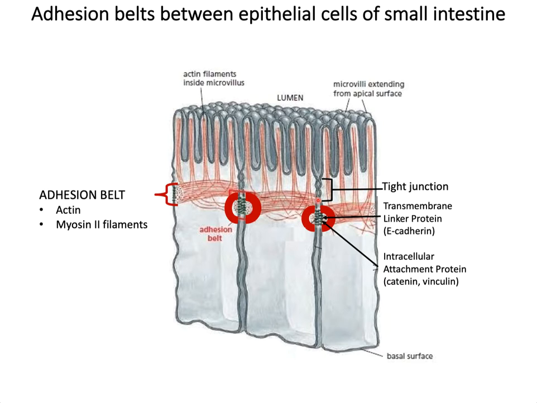In this case, the transmembrane linker protein is a protein known as E-cadherin. Connecting the cadherin to the actin are a wide variety of intracellular attachment proteins or plaques. Some examples of these are catenin and vinculin. In the second part of this discussion on cellular interactions, we are going to look specifically at these proteins. But for now, in these adhesion belts, the transmembrane linker protein is cadherin, and the intracellular attachment proteins can be proteins such as catenin and vinculin.